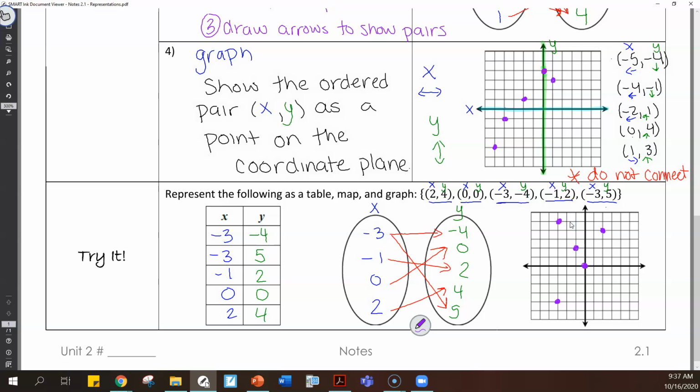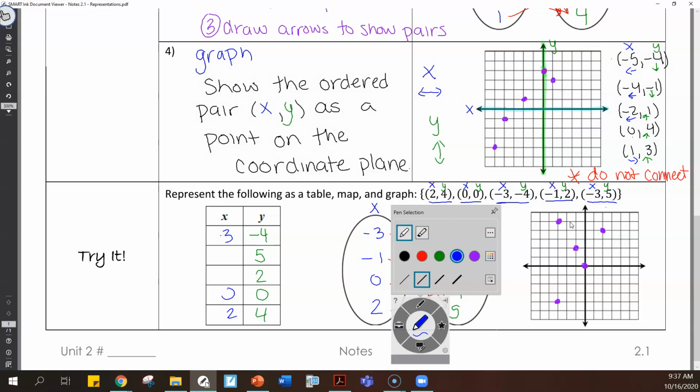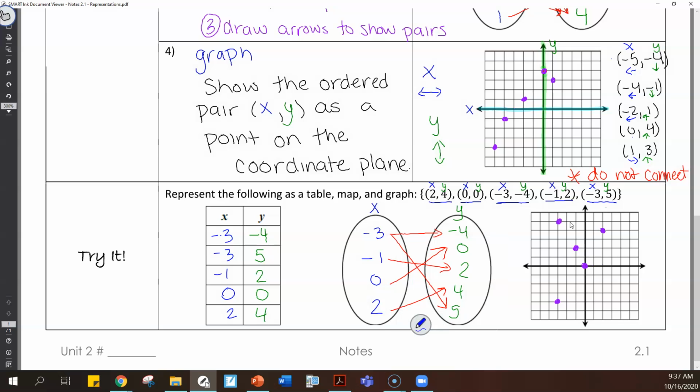So I can represent this as a table. I can represent it as a map, and I can represent it as points on a coordinate plane or on a graph.